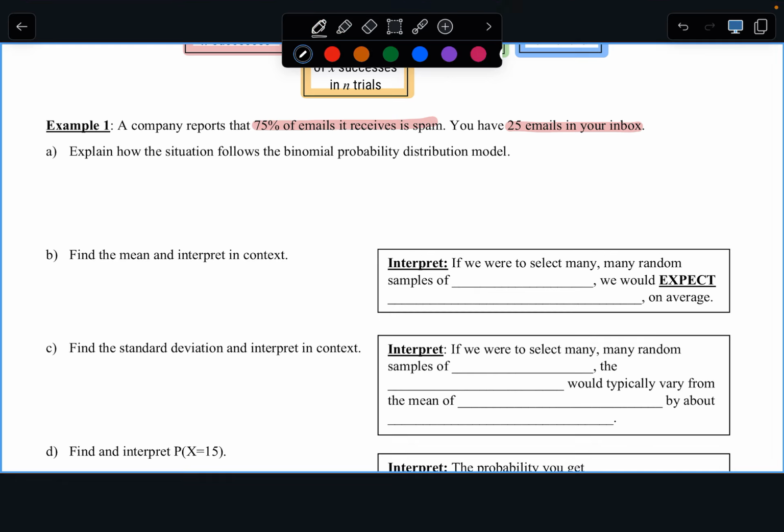So the first thing I like to do is go in and see what my random variable would be. Since we're talking about spam emails, this would be the number of spam emails. Remember, a random variable is your outcomes from random events. I'm counting how many of these emails end up being spam. Then I'm going to check, is it binary? In our case, it is. It's either spam or not spam.